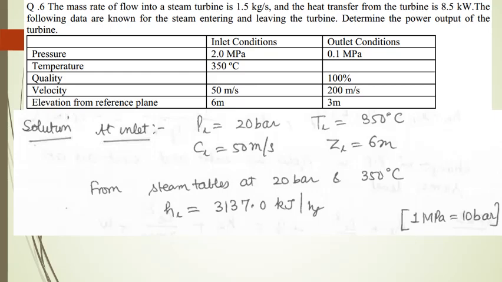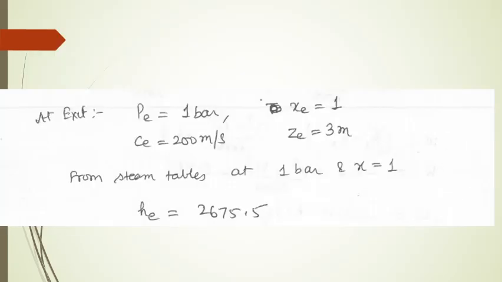Now we look for the enthalpy, and that is 3137 kilojoule per kg. Now velocity is given 50 meter per second and elevation from reference plane is 6 meter. At exit, we are having the pressure of 1 bar and dryness fraction is 1. It means steam is dry saturated. Its dryness fraction is 1.